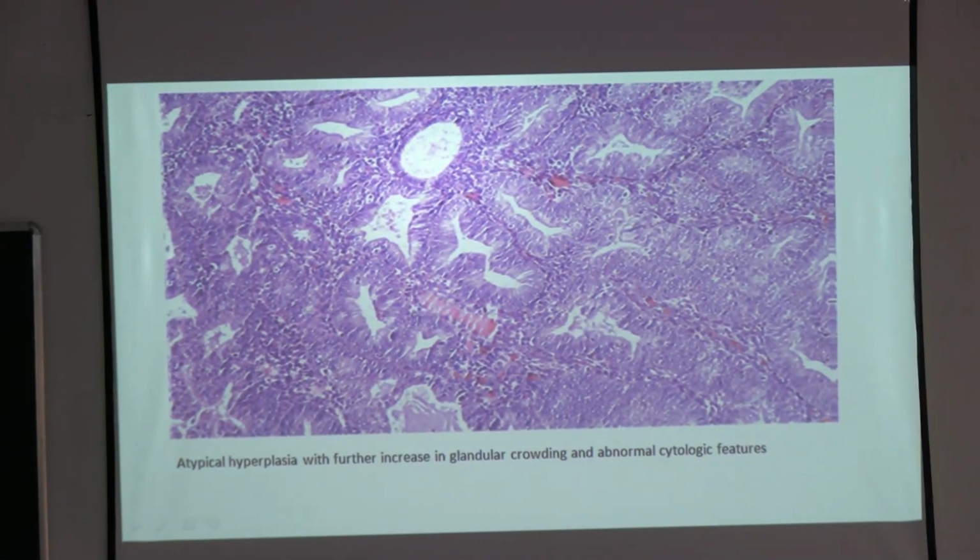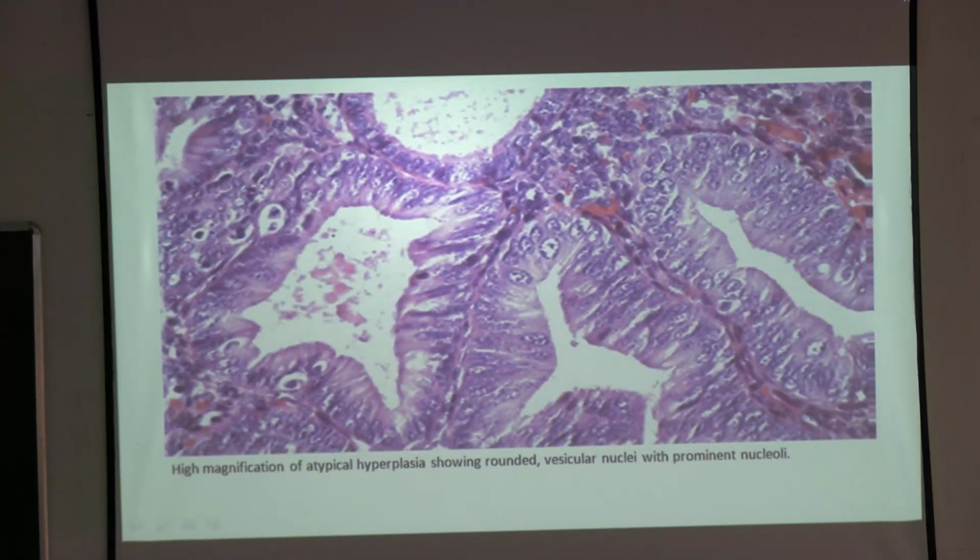This is the atypical hyperplasia with further increased glandular crowding. এখানে glandular crowdingটা অনেক বেড়ে গেছে and abnormal cytologic features. তাই জন্য একবারে দেখে মনে হতে পারে it may be a case of carcinoma, endometrial carcinoma. এখানে দেখো, এখানে prominent nucleoli, vesicular types of chromatin.